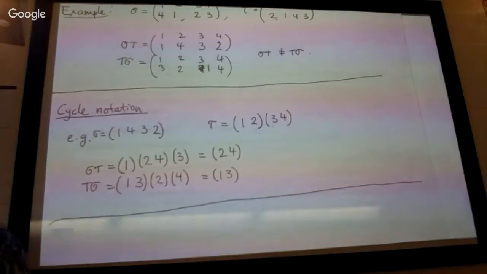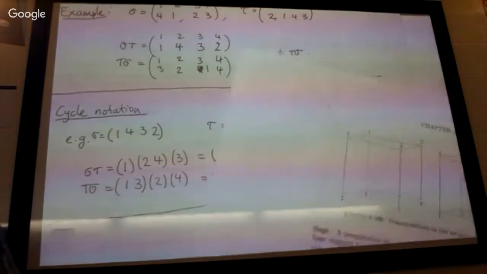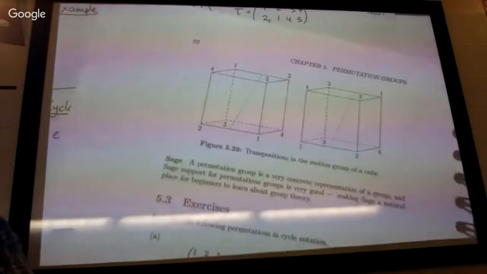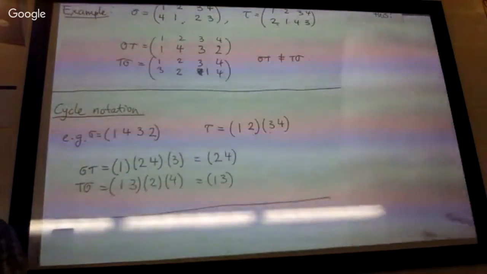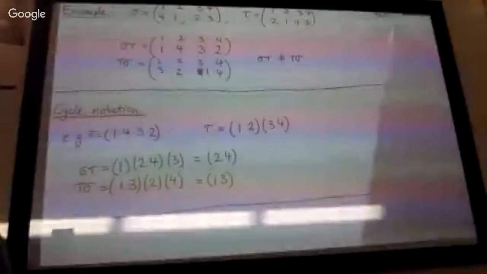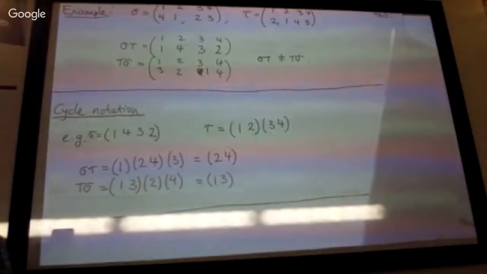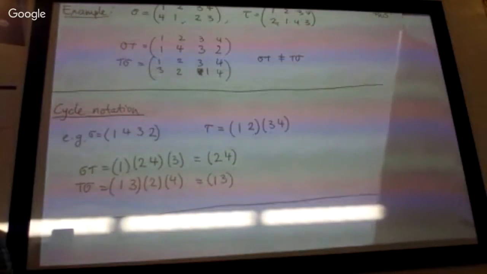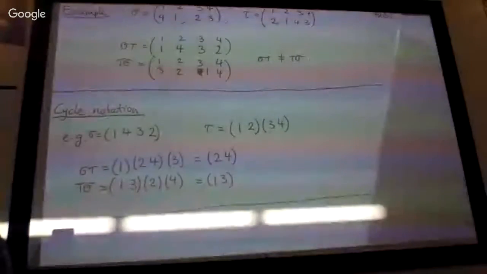Now, if you're a bit unsure about these calculations, see the exercise series, page 92. The first couple of exercises are: go from the usual notation to the cycle notation, from the cycle notation to the usual notation, multiply some cycles, and things like that.